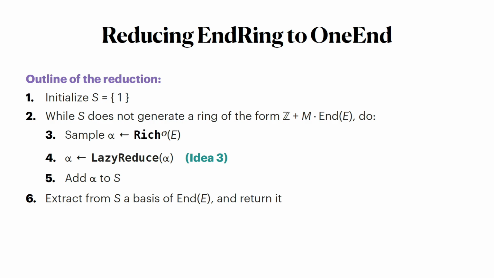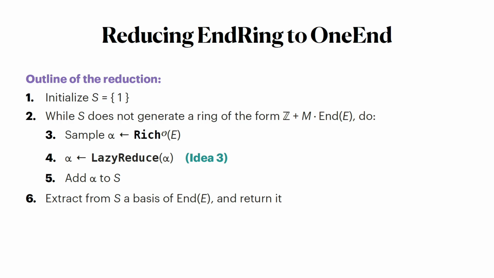Whenever the oracle gives you an endomorphism, you're going to do this lazy reduction step. So what does it mean? It's some kind of algebraic reduction you want to apply to the endomorphism to make sure that it's the best it can possibly be. But then you realize that this algebraic reduction is really costly because you're going to need to factor a bunch of large integers, and that's really bad.